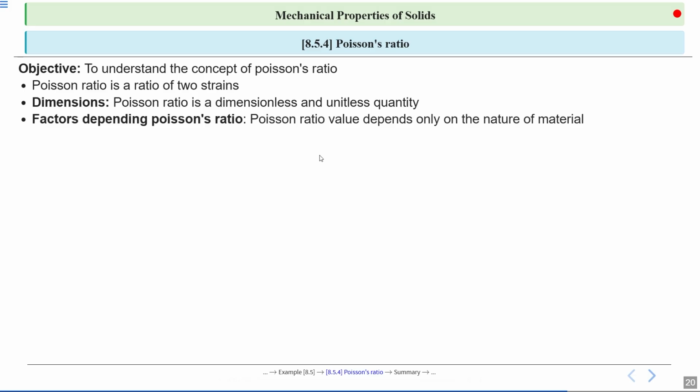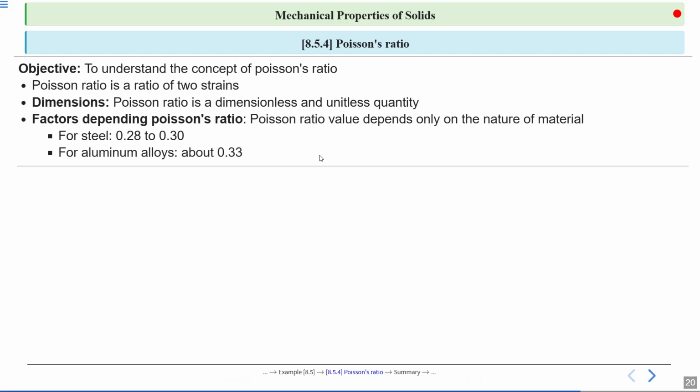Factors affecting Poisson's ratio: its value depends only on the nature of the material. For steel, the Poisson's ratio typically ranges from 0.28 to 0.30. This means that for every unit of length it stretches, it contracts by about 0.28 to 0.30 units in the perpendicular direction. And for aluminium, on the other hand, Poisson's ratio is about 0.33. This is slightly higher than steel, so aluminium gets a bit thinner when stretched by the same amount.